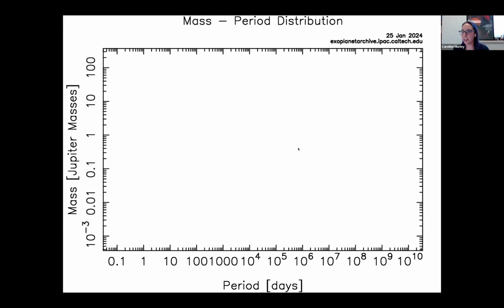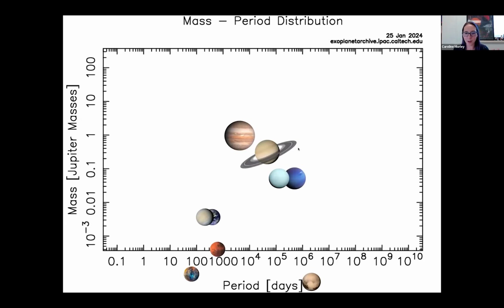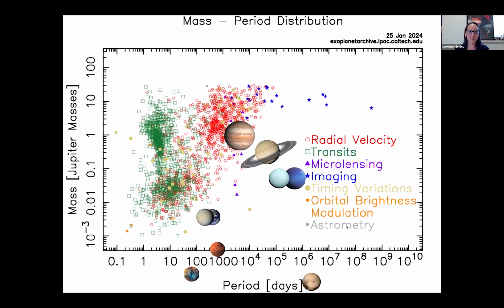So we'll populate the planets from our own solar system first. This is where they plot. Jupiter, Saturn, Uranus, Neptune, right, our giant planets on long orbits. Earth and Venus, Mars, and then Mercury and Pluto just fall off the bottom of this plot. They're too small. And so now we'll put the exoplanets up here and see how similar they look to the planets in our own solar system.